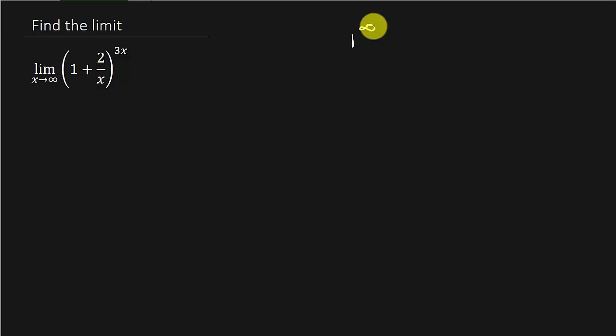That's an indeterminate form. And we cannot say that this is equal to 1. 1 to the infinity, we can't say it's equal to 1. So how do we go about working these? Well, the way we do these is we're going to let y equal (1 plus 2 over x) raised to the 3x.